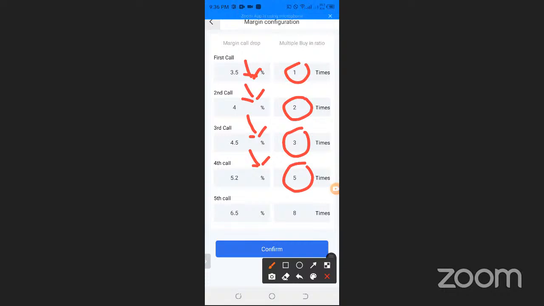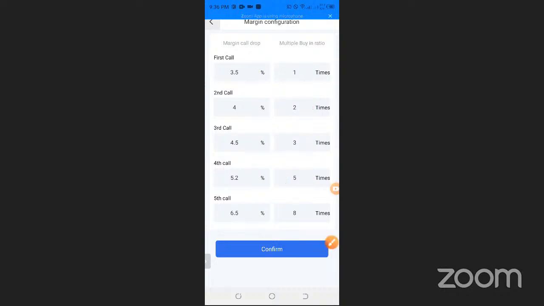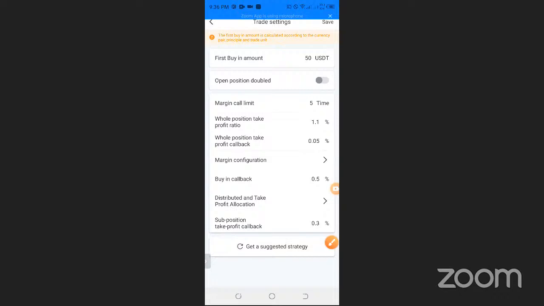And then another thing you can do is you can also reduce the calls. You can reduce it to either 4 calls, or you can reduce it to 5 calls. That is this margin call. You can reduce it to 3, you can reduce it to 4, depending on the capital you have.